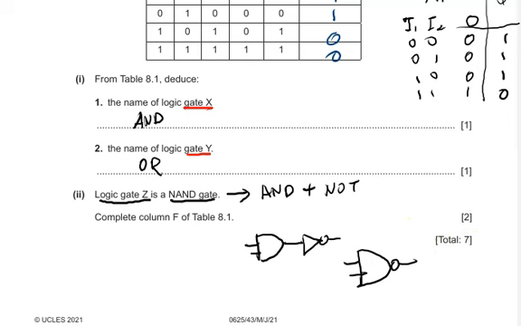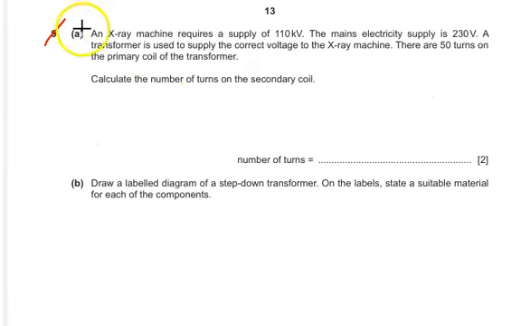Okay, now let us move to the next question. For question 9a, an X-ray machine requires a supply of 110 kilovolts. This is quite high. The mains electric supply is 230 volts. A transformer is used to supply the correct voltage to the X-ray machine. There are 50 turns on the primary coil of the transformer. They ask us to calculate the number of turns on the secondary coil.